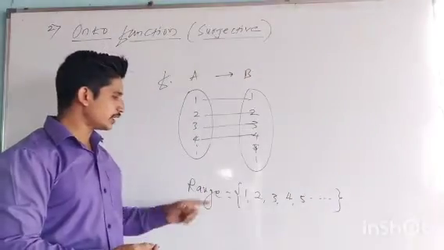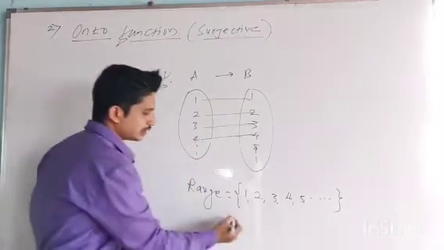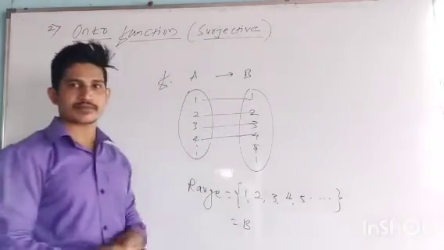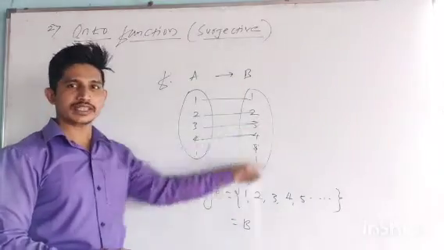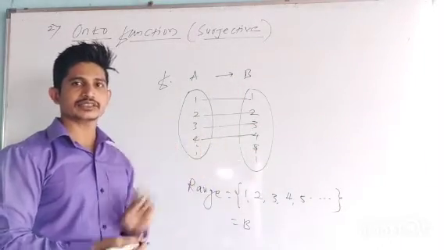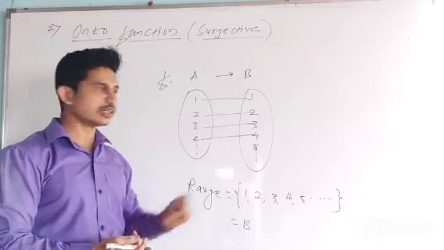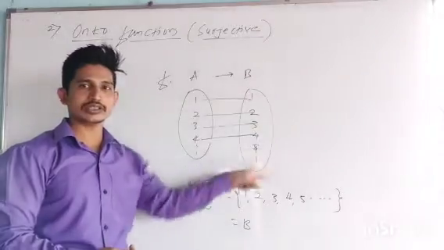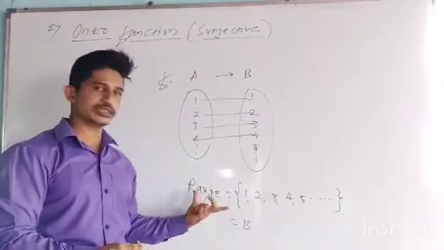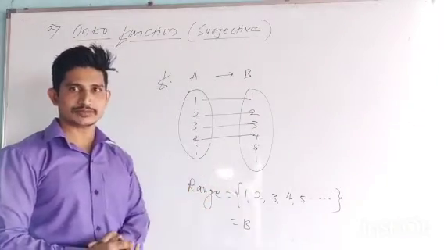Okay, then see that every element is coming, then range is what here? Set B. If range is the set B, the second set, then the function is called onto. Second set means all the elements are paired here. So therefore range is the second set. Then the function is called onto function.